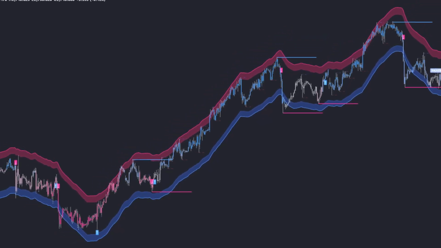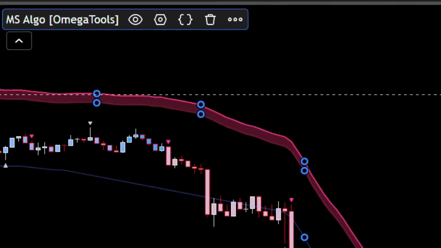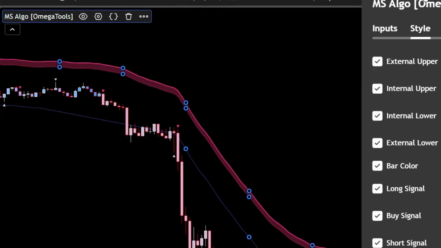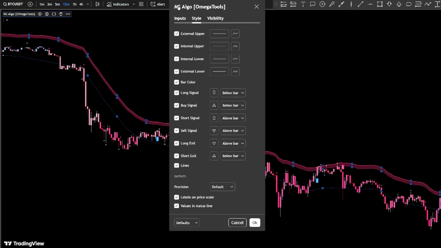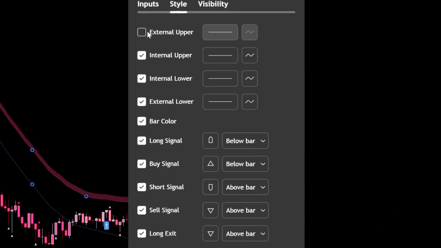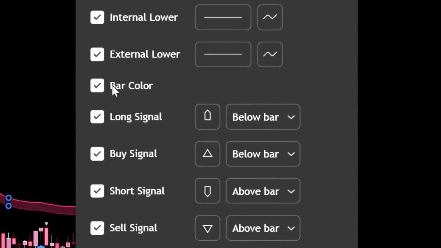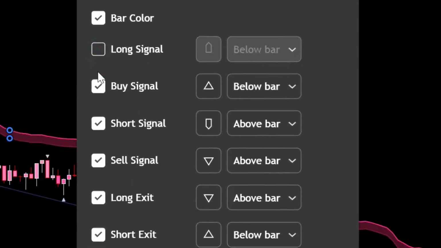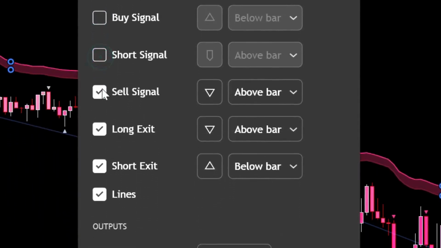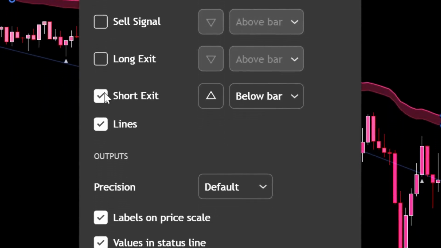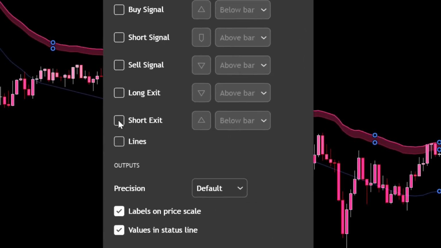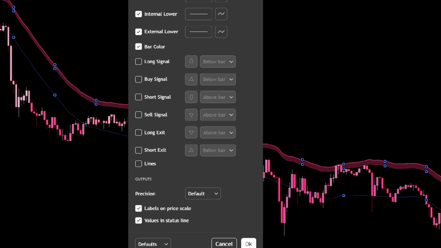Now we're gonna dial this thing in, make it super clean and laser focused, like customizing your ride. First things first, we're gonna strip it down to the essentials. Hit that settings gear on the indicator and let's head to the style tab. We're gonna ditch all the extra noise. See those long and short signals? Turn them off. And that line option, gone. We want a clean chart, no distractions.